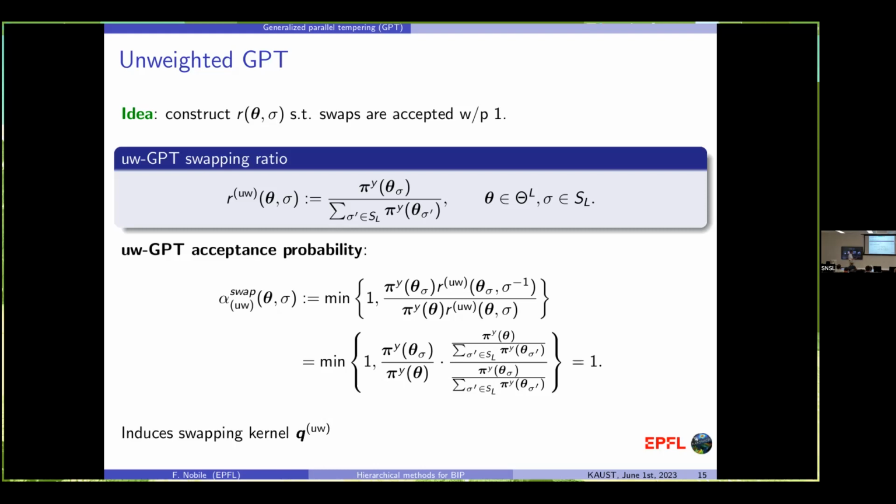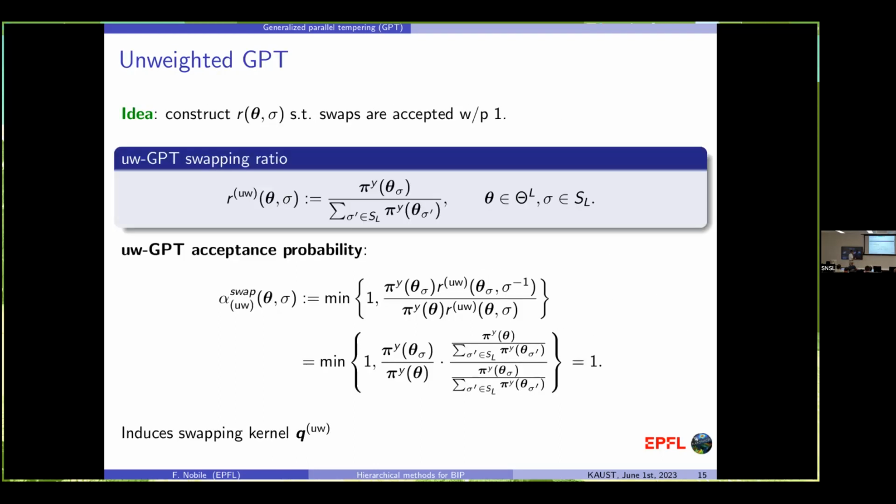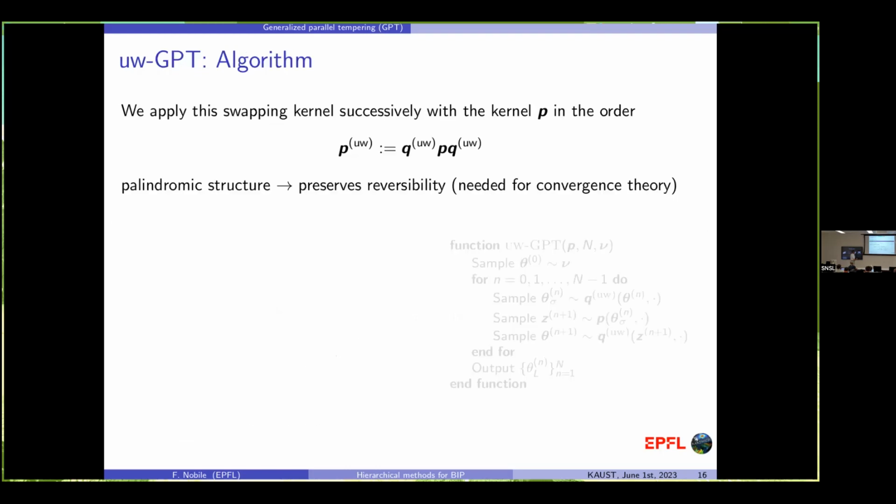So I call this swapping kernel Q. This is the one that performs the swapping plus the Metropolis-Hastings test. P, which I think was in some previous slides, is just the step where you advance each chain with your favorite transition kernel, and you perform the Metropolis-Hastings for the chain.